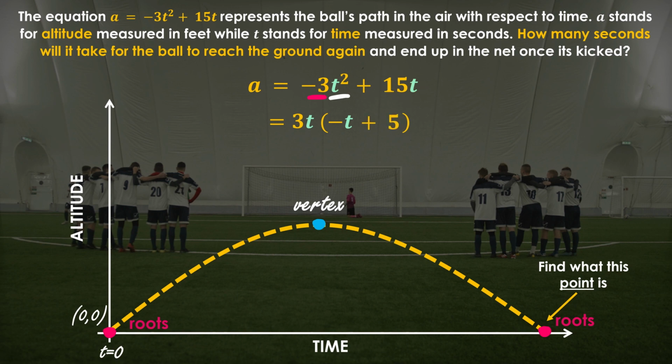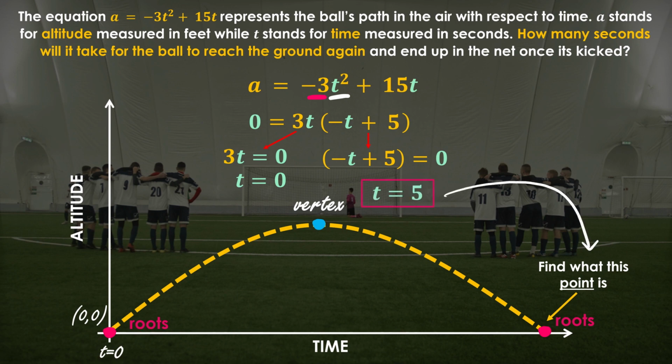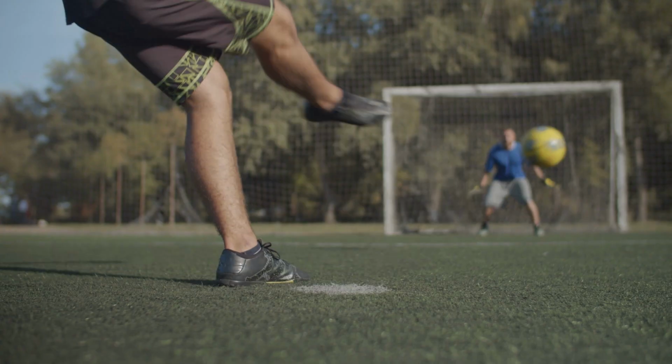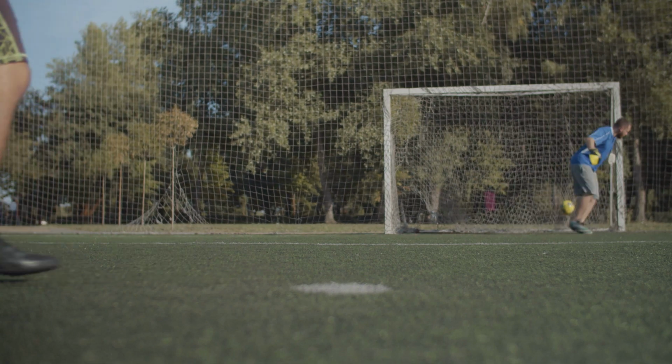Last, we set each group equal to 0 and solve for t. The first group gives us t equals 0, which we already know is the starting point, before the ball is kicked and is still on the ground. When we set negative t plus 5 equal to 0 and solve for t, we end up with t equals 5. So exactly 5 seconds after the ball is kicked, it'll reach the ground and end up at the back of the net.